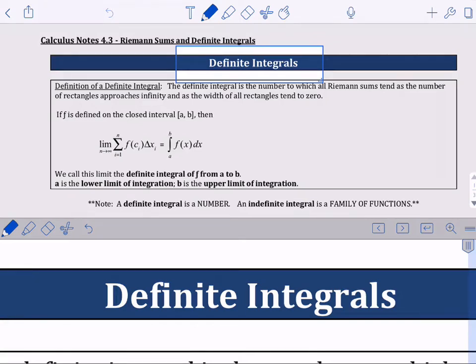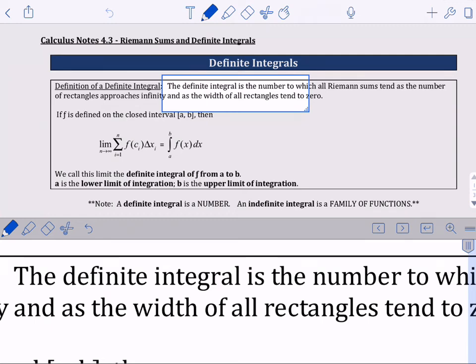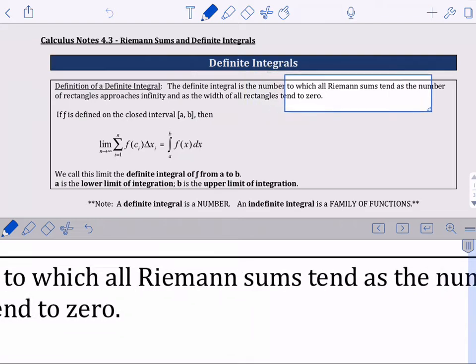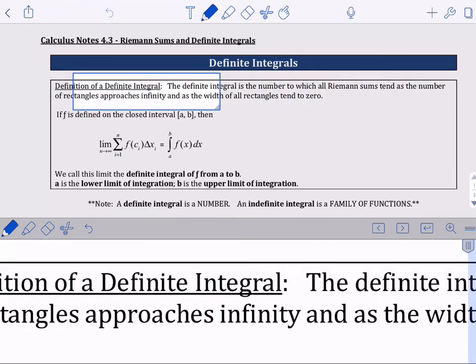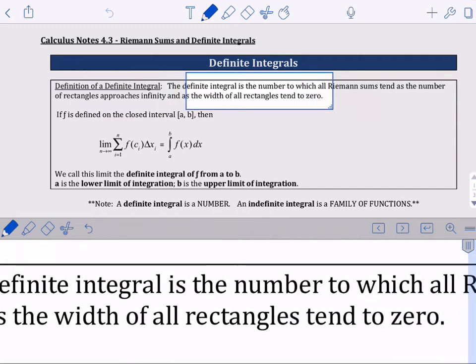Well, welcome everybody to our calculus notes for section 4.3 on Riemann sums and definite integrals. So the definition of a definite integral is related to what we've been doing in the previous section. It says the definite integral is the number to which all Riemann sums tend as the number of rectangles approaches infinity and as the width of all rectangles tend to 0.